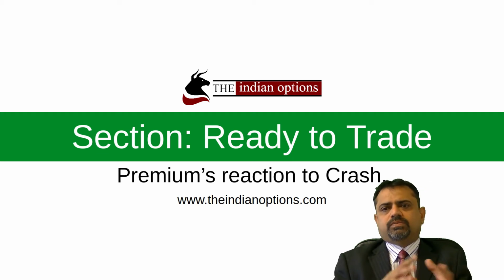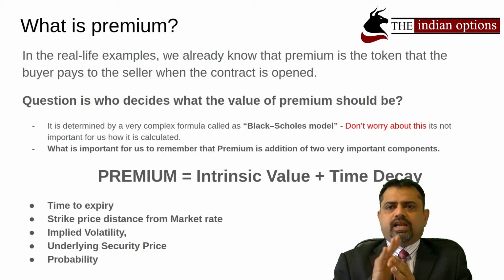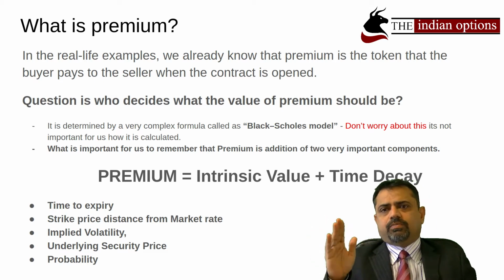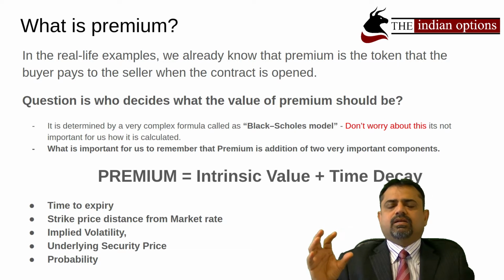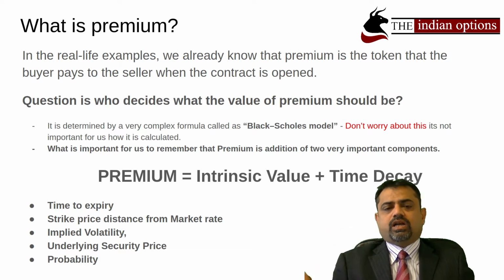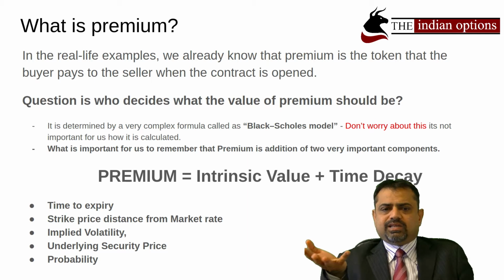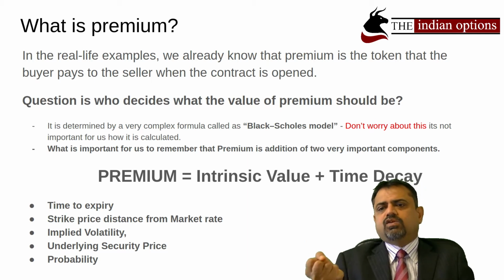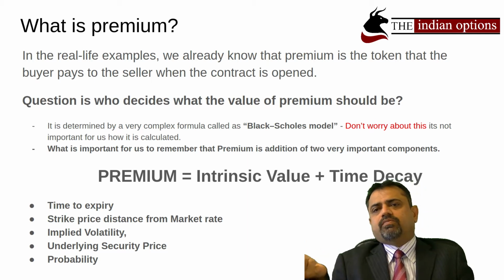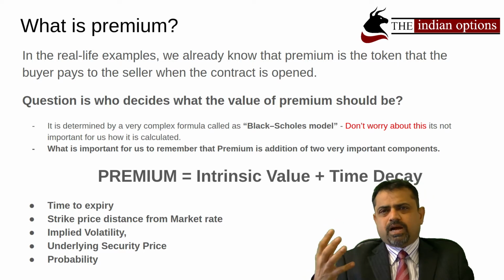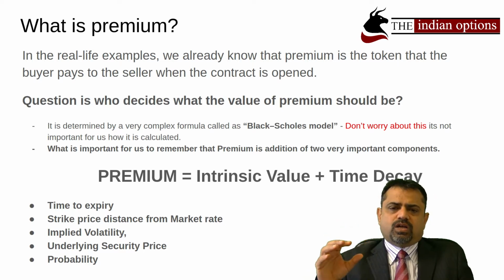First of all, what is premium, right? In the real life examples that we have taken in our basic videos, we know that the premium is the token that the buyer pays the seller when the contract is open. So the question is, who decides what the value of the premium should be? It is determined by very complex formulas called the Black-Scholes model.